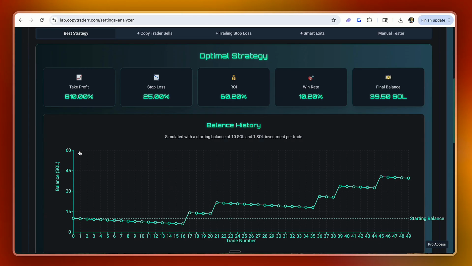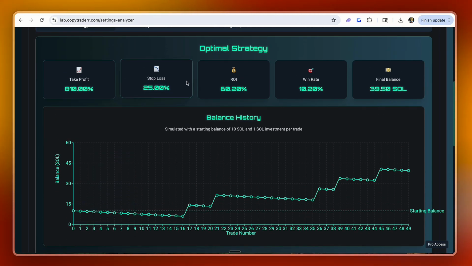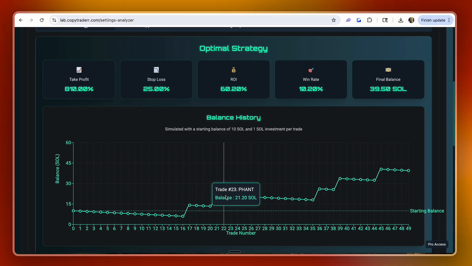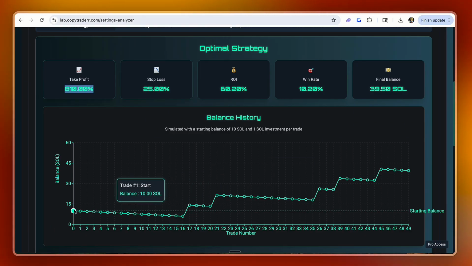And then you have some clear results. These results tell me if I used a stop loss of 25 and a take profit of 810, that I would have had a 60% ROI, a 10% win rate, and a final balance of 39.5 Solana if I started with 10 Solana. This is calculated estimating a one SOL investment per trade. You have your cumulative chart, which would show you exactly what your balance would look like over time. And in this strategy, you wouldn't win very much, but when you did, you would win big, taking you from 10 Solana to 39.5 in 49 trades.